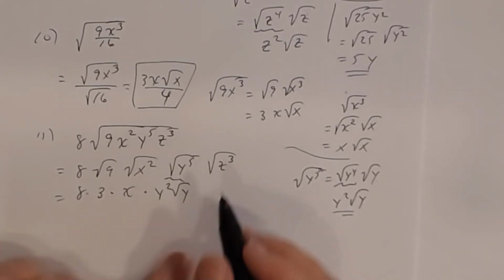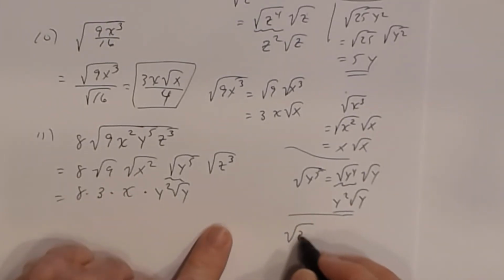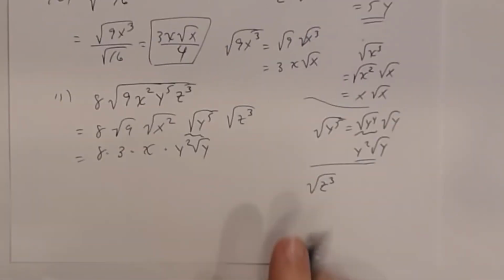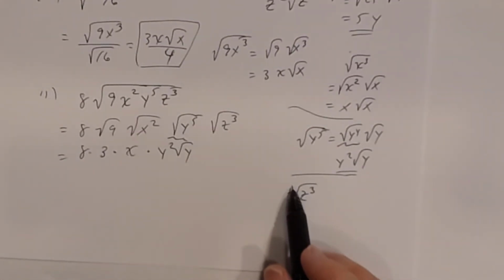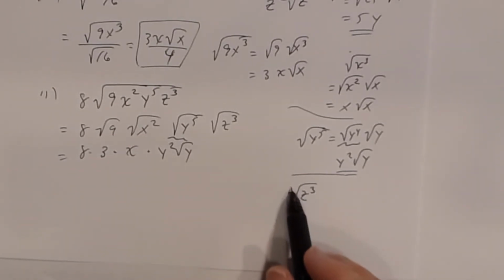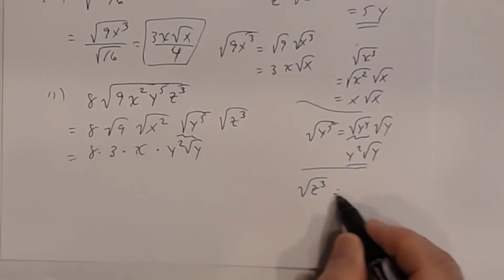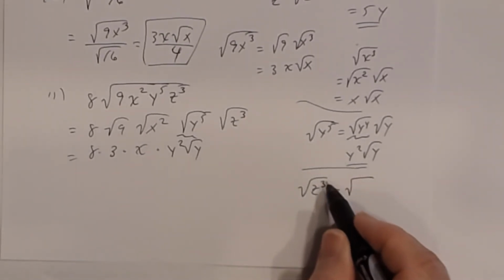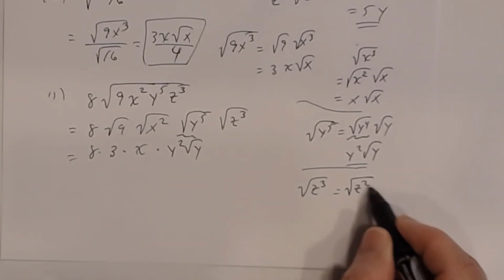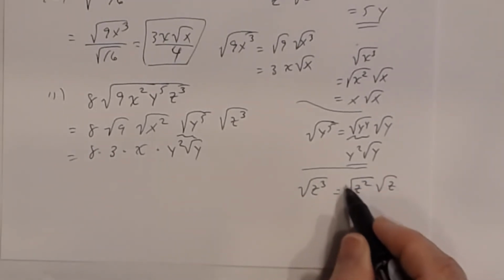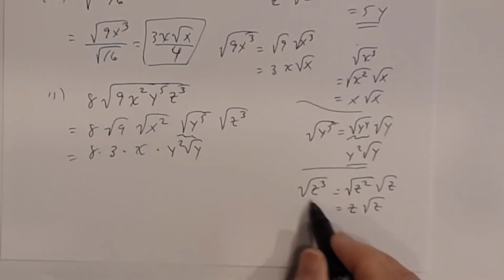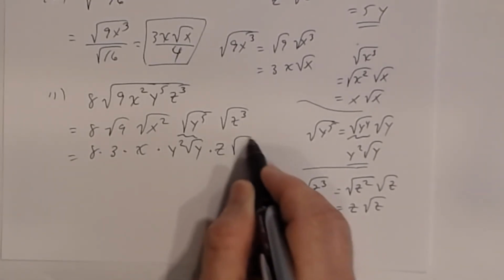Now let's do z cubed, the square root of z cubed. I can simplify this because the exponent is greater than or equal to the index. But it's not an easy one because 3 is not divisible by 2. So we've got to rewrite it. What's the largest whole number less than 3 that's divisible by 2? The answer is 2. So z squared times the square root of z. The square root of z squared is z. So this becomes z square root of z. That's what this is.